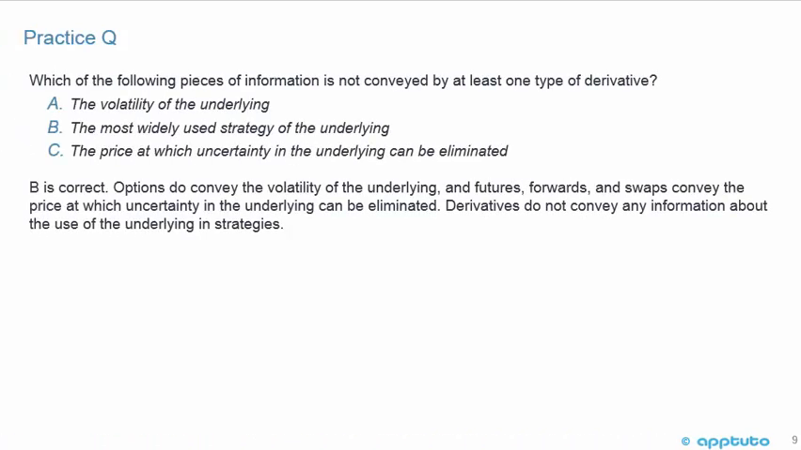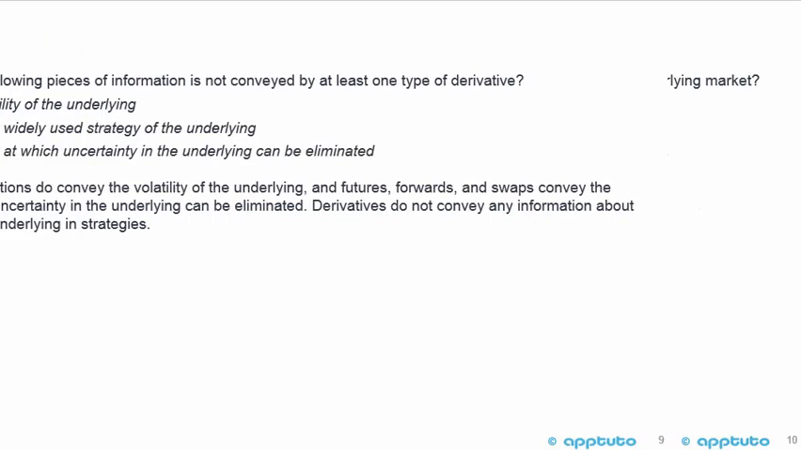Which of the following pieces of information is not conveyed by at least one type of derivative? The correct answer is B, the most widely used strategy of the underlying. Options do convey the volatility of the underlying, as do futures and forwards, and swaps convey the price at which uncertainty in the underlying can be eliminated. Okay? Derivatives do not convey any information about the use of the underlying in strategies.